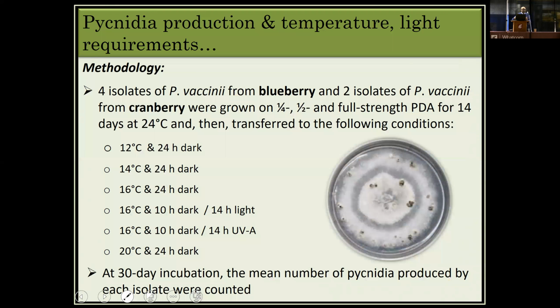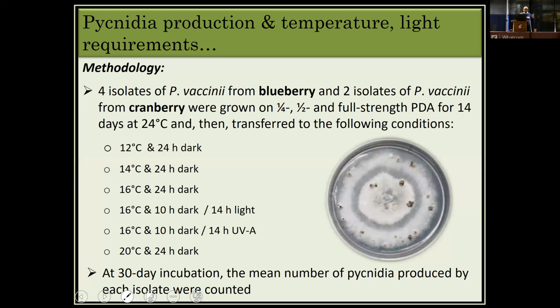To understand the critical temperature at which these pycnidia are produced on the plant, we did experiments in the laboratory, even though it does not exactly mimic what happens in field conditions. We picked the temperatures based on preliminary experiments, from 12 degrees centigrade to 20 degrees centigrade, the temperature frame in which they are able to produce pycnidia. And we grow them in different conditions. One is 24-hour darkness, all the way to 20 degrees centigrade. But at 16 degrees, we found the maximum pycnidia production.